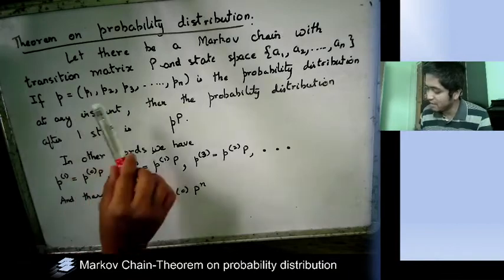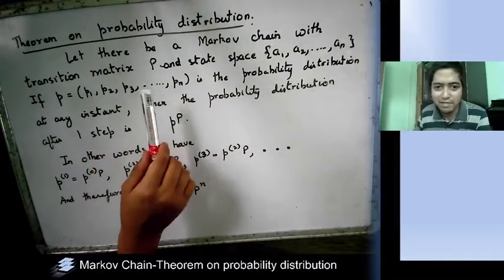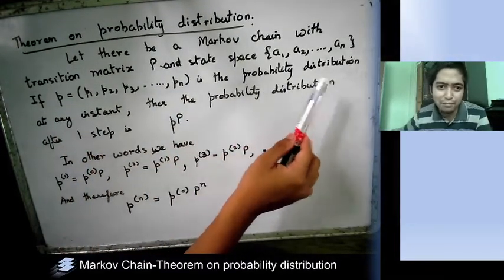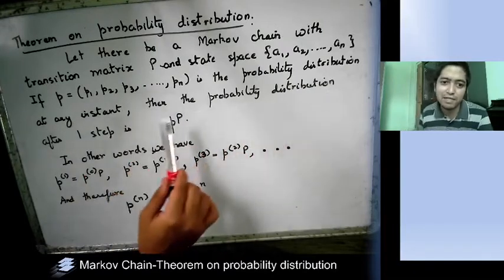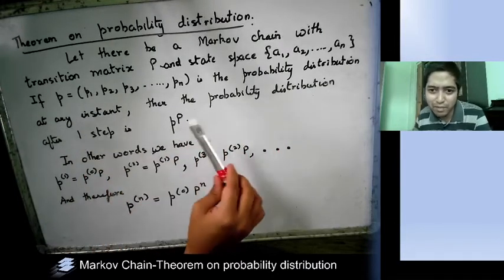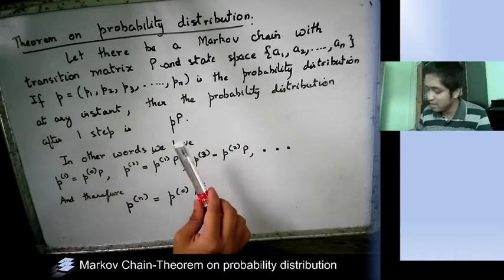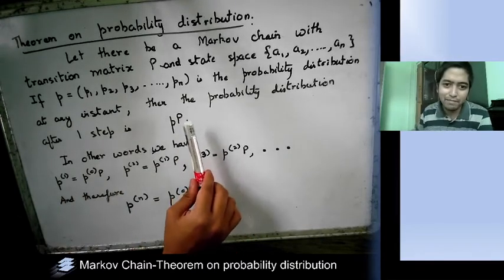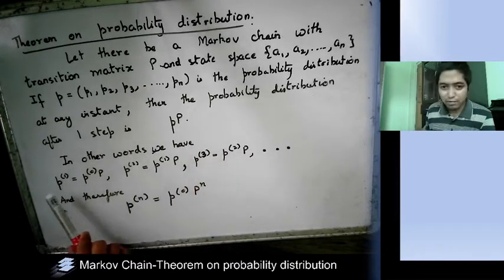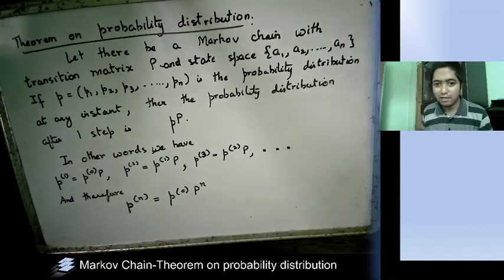It states that let there be a Markov chain with transition matrix P and state space. If p is the probability distribution at any instant, then the probability distribution after one step is pP, capital P. In other words, we would have this. Okay, so what is happening over here?